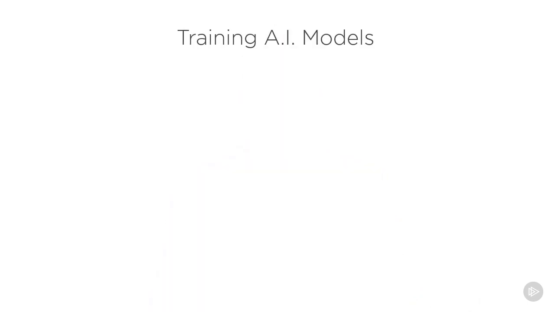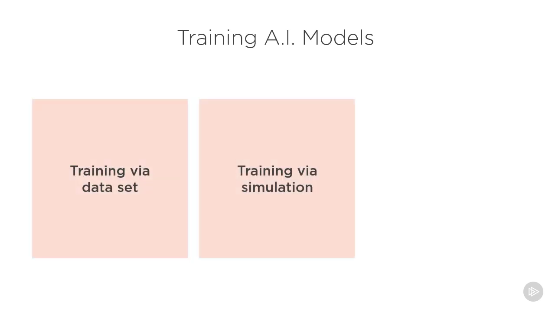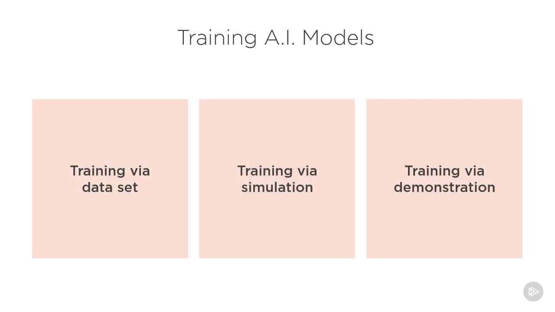The first way we can leverage AI as IT professionals is to train our own AI models. This is generally the most difficult of the three approaches to leveraging AI in your business. In addition, it currently requires quite a bit of knowledge of data science and machine learning. However, as we develop more user-friendly tools, it will become much easier and more accessible to all IT professionals. There are three main approaches to training AI models: training via dataset, training via simulation, and training via demonstration.